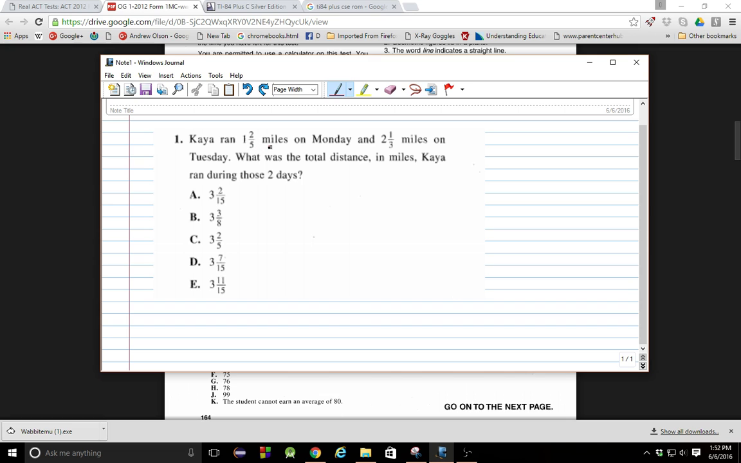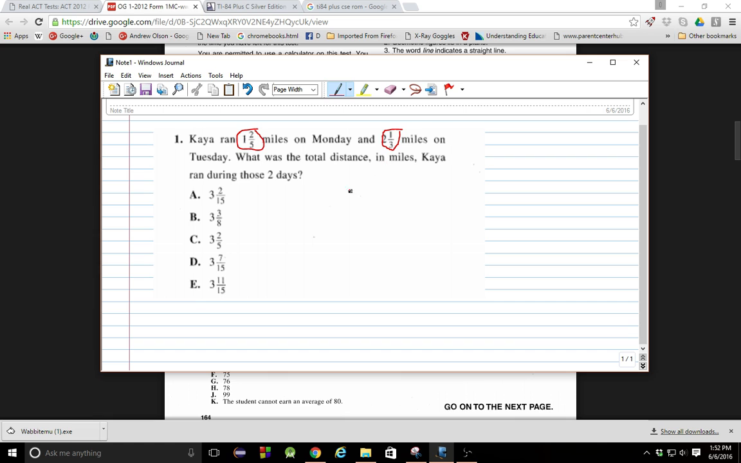Kaya ran 1 2/5 miles on Monday and 2 1/3 miles on Tuesday. What was the total distance in miles Kaya ran during those 2 days? All you got to do is add 1 2/5 plus 2 1/3. Well, you might be wondering, how do I do that? I mean, 1 2/5, 2 1/3.